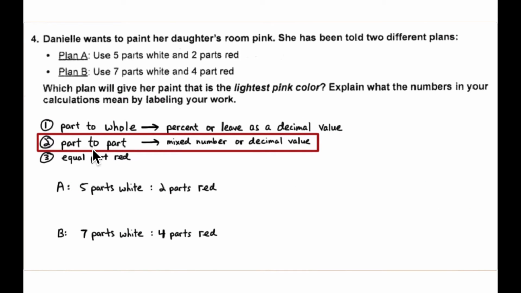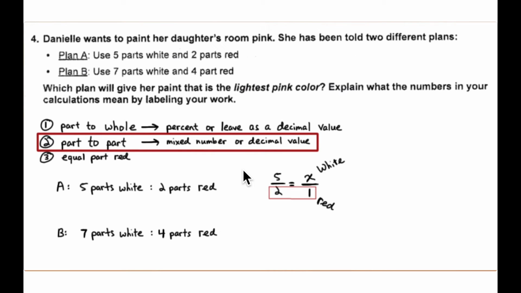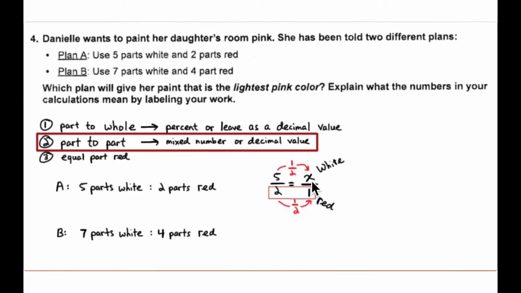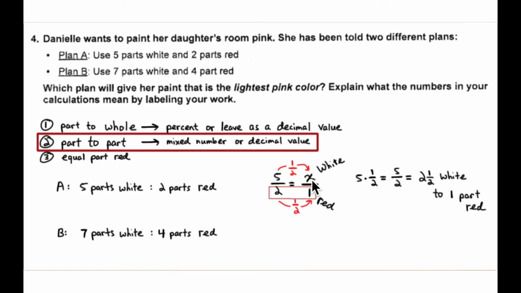Now, if you choose to use part to part as a way to look at this problem, you're going to get a mixed number, but let's set up the ratio first. In effect, what you do is you figure out how much white paint per 1 part red. So I'm going to use half as much red paint to get from 2 parts red to 1 part red. Then I have to use half as much white paint. So from 5 parts white to half that much. So half as much red, I'm going to use half as much white. So 5 times 1/2 is 5/2.